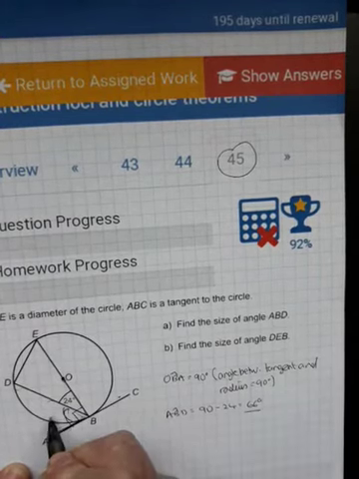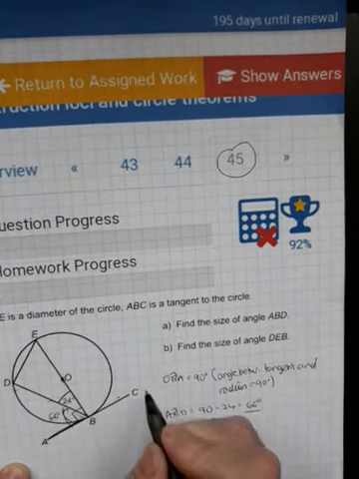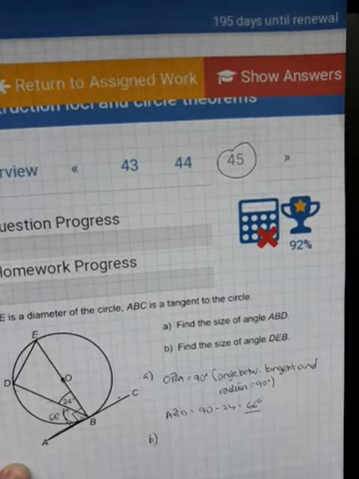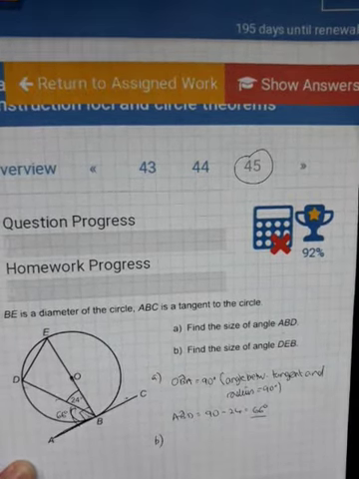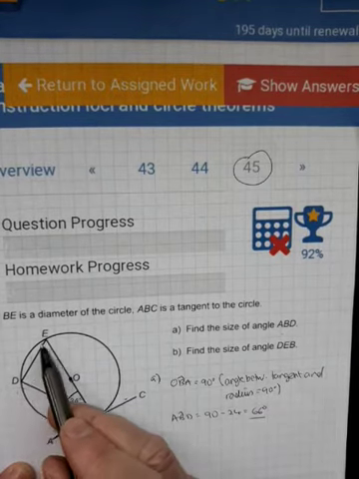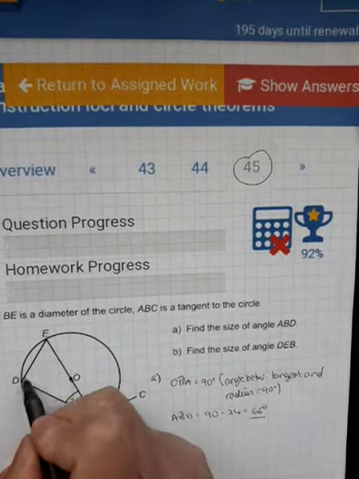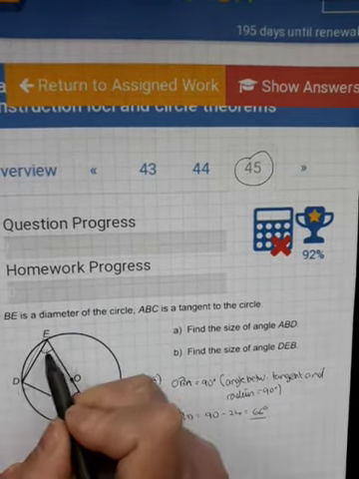Now I can write that onto my diagram. That's always a good idea when you're doing angle questions. That was part A. Part B, find DEB. Well, DEB, the first thing I notice is it's in a triangle here. So DEB is this angle here, D to E to B. It has to be this angle here.